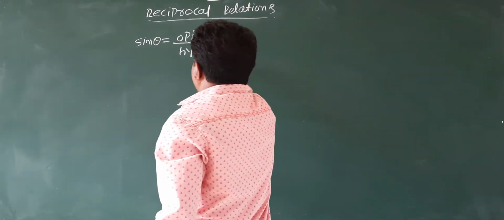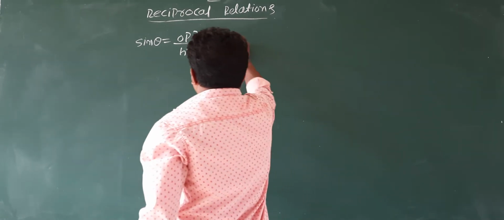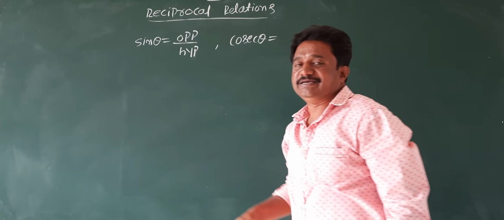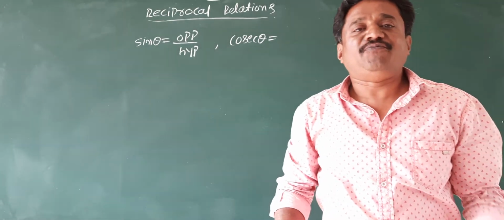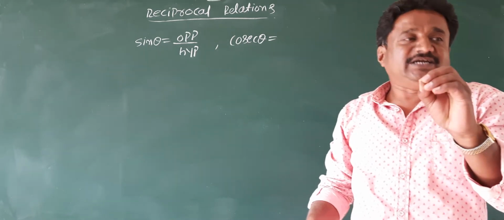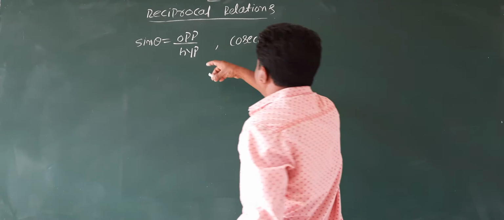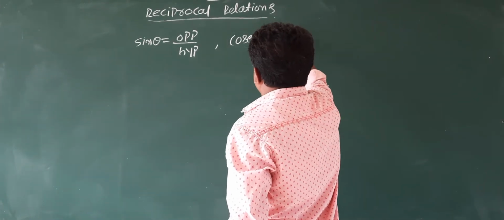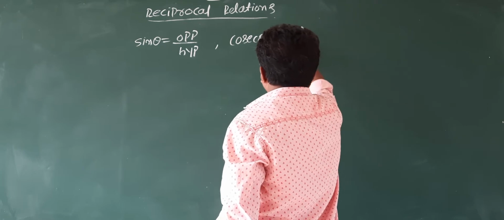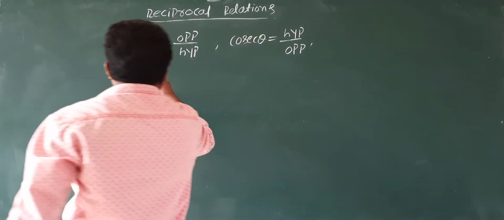So reciprocal. So tell me cosec, students. Reciprocal of sin theta. What is reciprocal? Reciprocal function of sin theta. It is cosec. 1 by sin. Sin theta is opposite by hypotenuse, so cosec theta is hypotenuse by opposite.